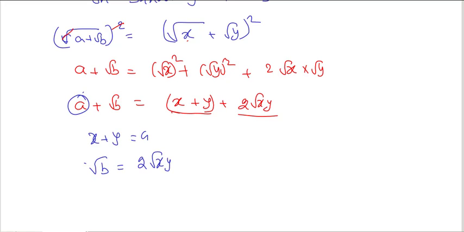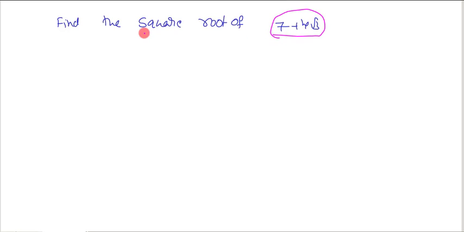Let us see one problem based on the square root of a binomial quadratic surd. That is, finding the square root of 7 plus 4 root 3. So it is in the form of a plus root b. I can write it as the square root of 7 plus 4 root 3 is equal to under root x plus under root y.